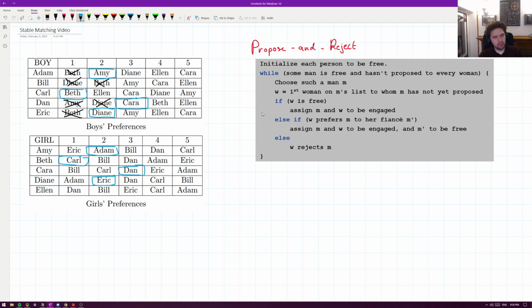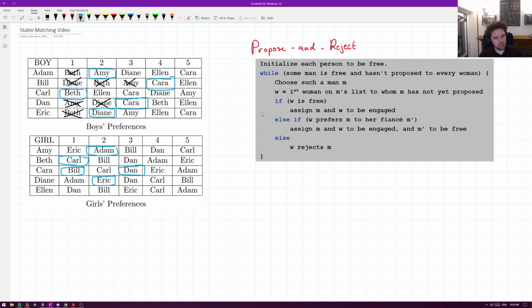Moving on, Bill and Amy. Amy will reject because Bill is lower on the list compared to the current fiance. Bill can no longer propose to Amy. He's the only free man who has not proposed to every woman, so we must continue. Bill will propose to Kara. Kara does prefer Bill, so they will get engaged.